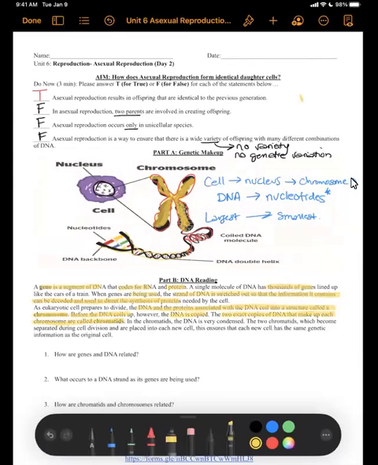In the chromatids, the DNA is very condensed, meaning that it's well packed together. The two chromatids, which become separated during cell division, are placed into each new cell. This ensures that each new cell has the same genetic information as the original cell. This is constantly happening in your body, right? This is why you're able to make new skin. If you've had some type of cut or wound, your skin grows back usually exactly the way it's supposed to look, right?